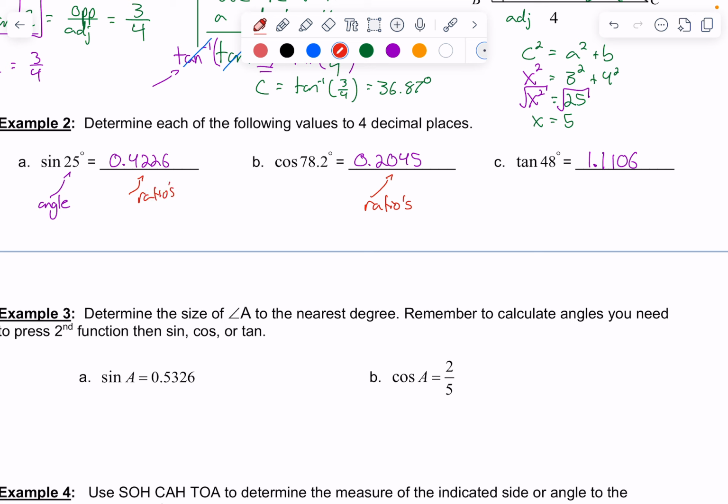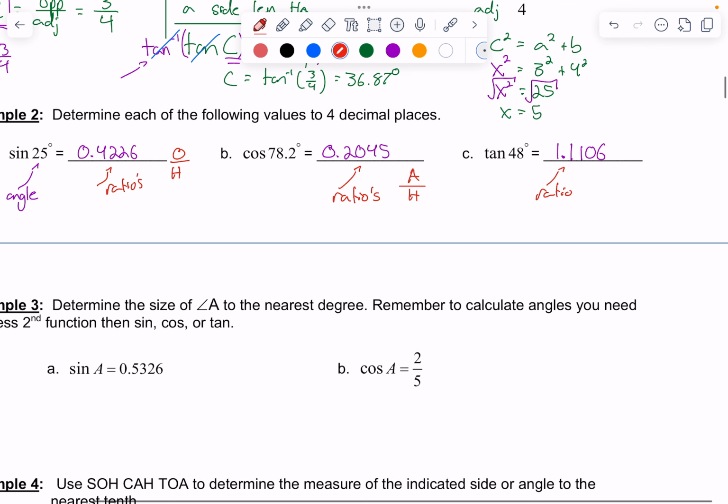Okay? That's a ratio. In this problem we're calculating the cosine, which is the ratio of an adjacent side length divided by the hypotenuse. Because this is a sine, this would be the opposite side length divided by the hypotenuse value. This ratio says that if you took your opposite and adjacent measurements and divided them by each other, you would get 1.1006. That's what that represents, okay?